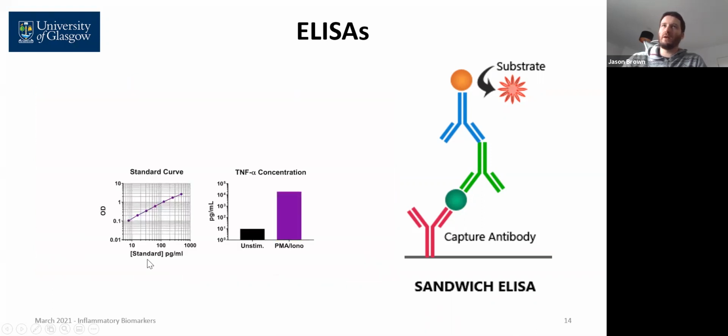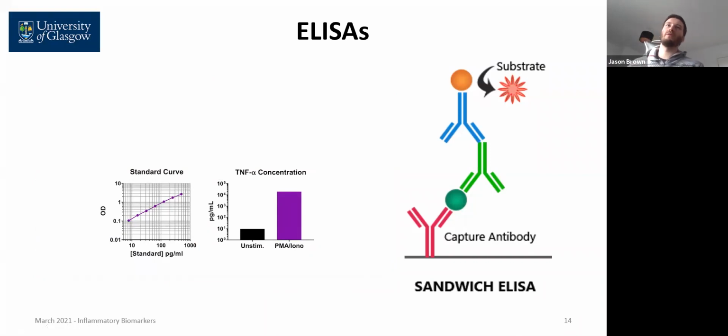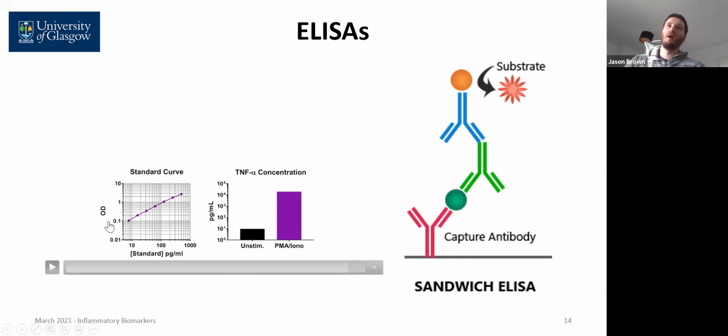And this is essentially a look at what data you will get back. You'll be able to get a standard curve, which on the x-axis will be the concentration of the standards, of the serially diluted standards. On the y-axis, you will have the absorbance values. And you'll have a standard curve, which you will be able to use to calculate what concentrations of proteins you have in your clinical sample.